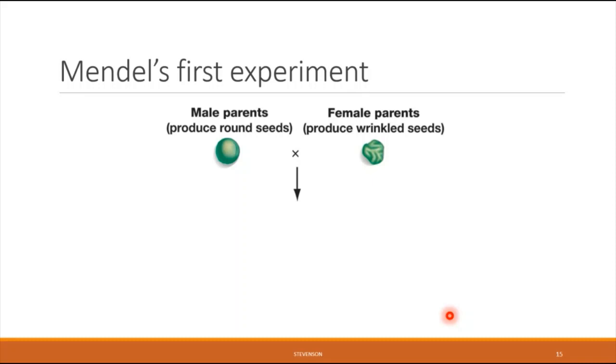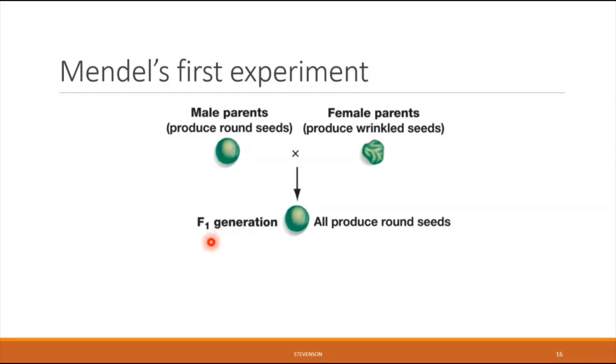One of the parents was true breeding for a round or smooth texture, and the other parent was true breeding for a wrinkled texture. He crossed these parents with each other, and he found that in the next generation, 100% of the offspring looked like the male parent with its round texture, rather than like the female parent with her wrinkled seeds. Now, before we move forward, let's get a little bit of terminology straight here. The generation here, as you can see, is labeled the F1 generation.